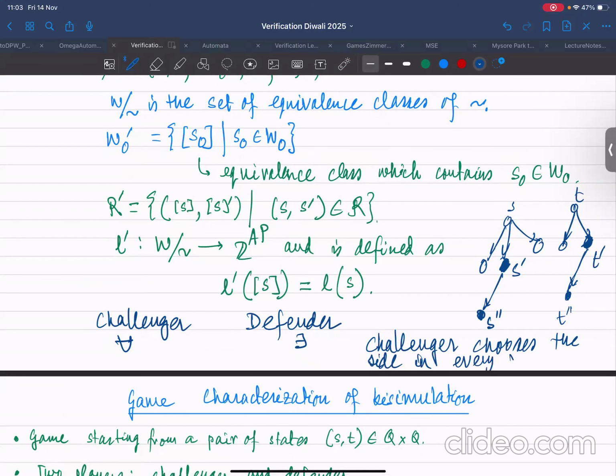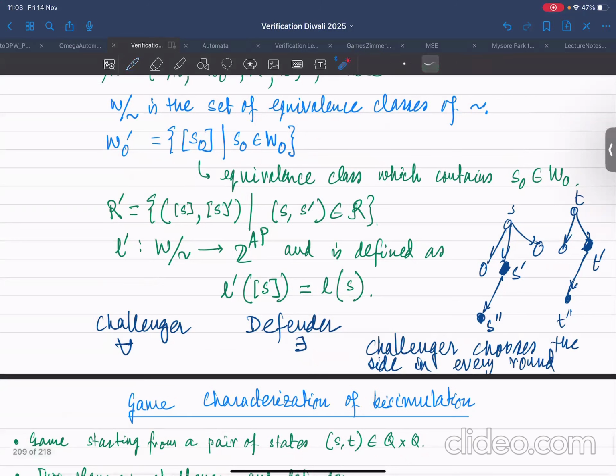Is it clear why I'm saying that the challenger chooses the side in every round? It's clear, right? So the challenger chooses a side in every round of the game, and the defender has to respond from the other side. So is it okay for everybody? Like why we are saying this, and the game continues forever, right?